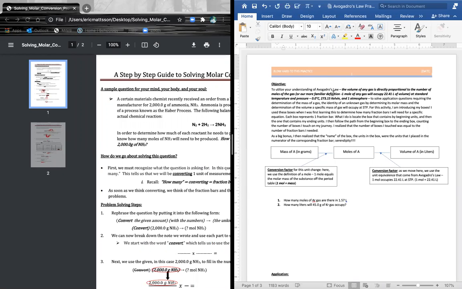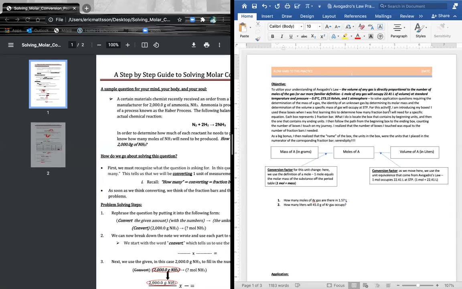So we're going to utilize Avogadro's law there to solve application questions requiring the determination of the mass of a gas, the identity of an unknown gas by determining its molar mass, and the determination of the volume a specific mass of gas will occupy at standard temperature and pressure.